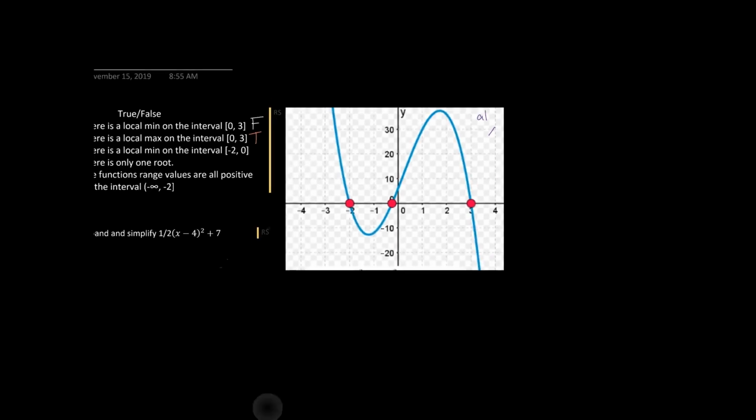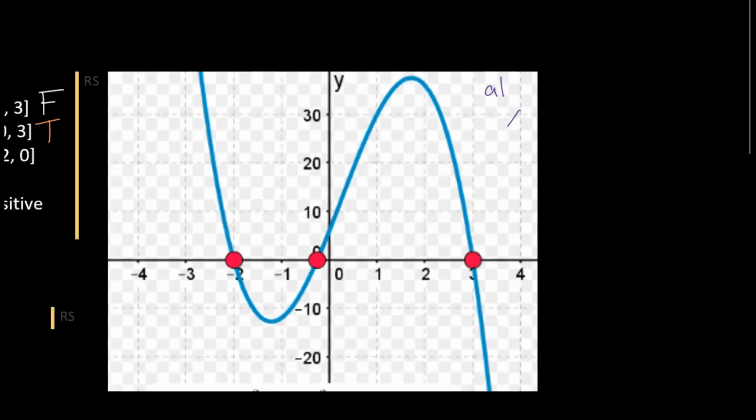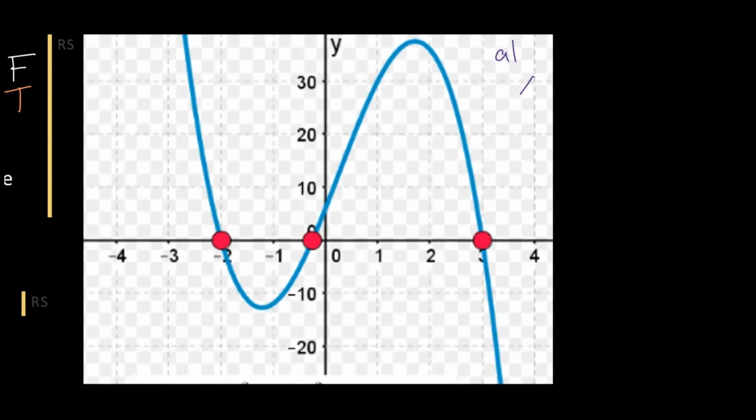So if the problem asks, there is a local min on the interval -2 to 0 on our graph, where are we looking? What interval, what space of the graph am I looking at if I'm going from -2 to 0? I start at -2 and I go to 0. I follow the line of the graph there. Is there a local min on that portion of the graph?